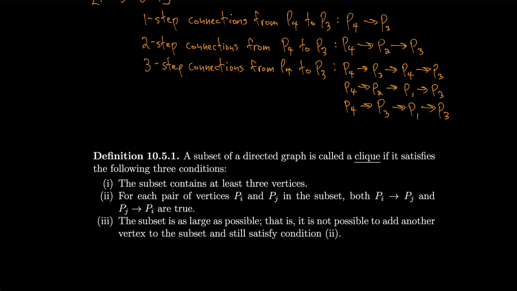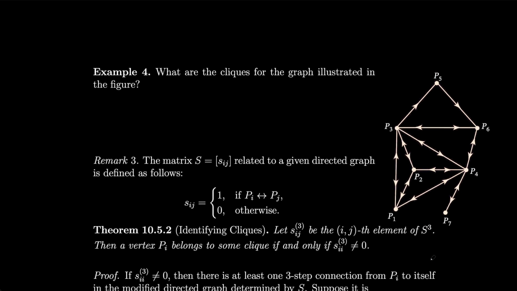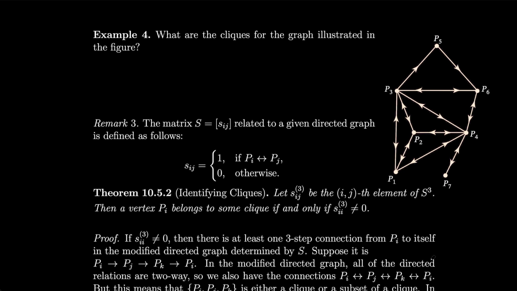A subset of a directed graph is called a clique if it satisfies the following 3 conditions. The subset contains at least 3 vertices. For each pair of vertices pi and pj in the subset, both pi to pj and pj to pi are true. So it needs to go back and forth between those 2. And the subset is as large as possible. That is, it is not possible to add another vertex to the subset and still satisfy condition number 2. So let's do an example. What are the cliques for the graph illustrated in the figure?